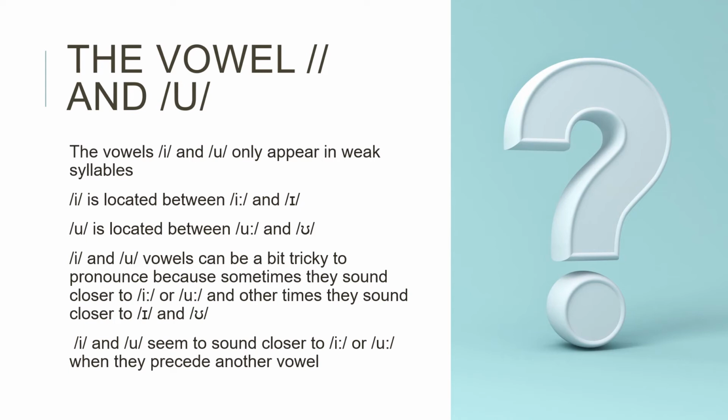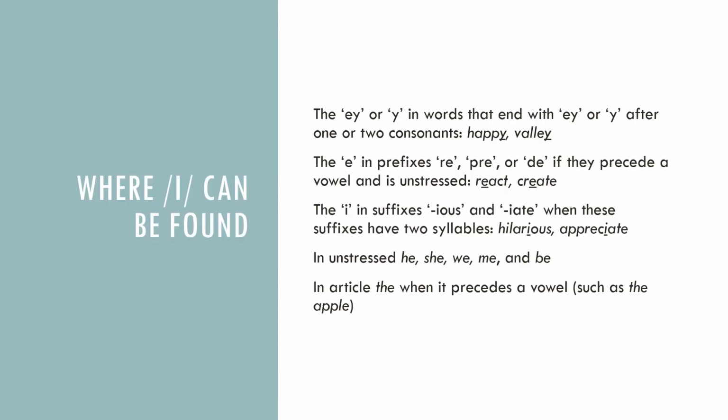E and U vowels can be a bit tricky to pronounce because sometimes they sound closer to the long vowels and other times they sound closer to the short vowels. But E and U seem to sound closer to the long vowels when they precede another vowel. Where can the vowel E be found?